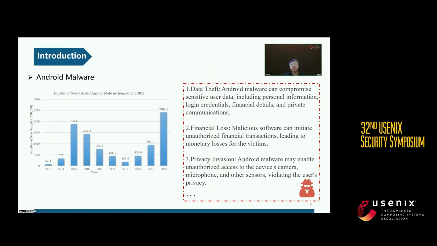Android is the most popular mobile operating system, capturing roughly 85% of the global market share. However, due to the open nature of Android, it has become the primary target of mobile malware. The figure below shows the gross number of Android malware from 2013 to 2022. So how to detect Android malware has become a serious security issue in people's daily life.